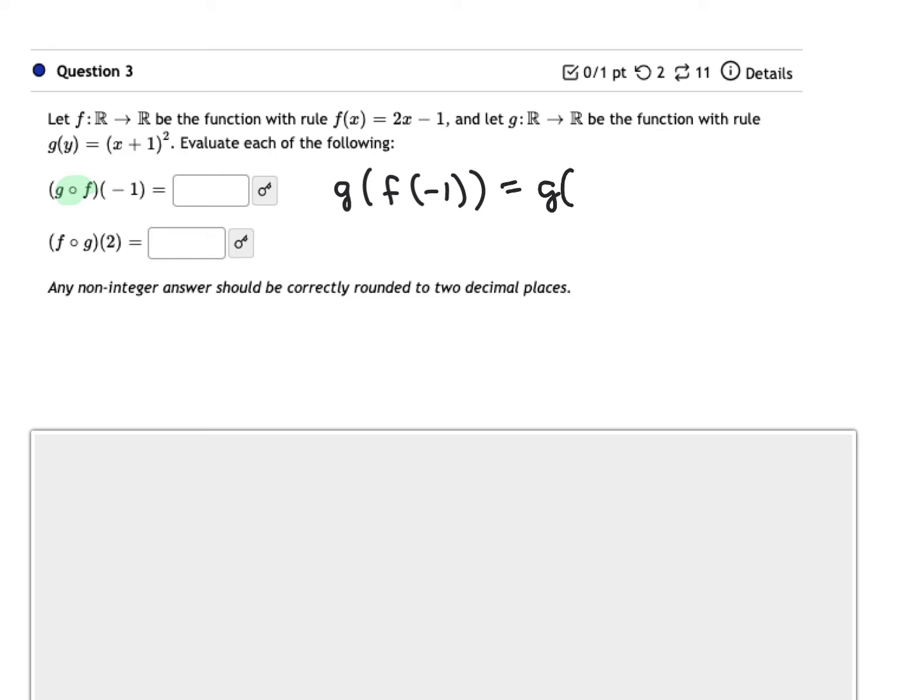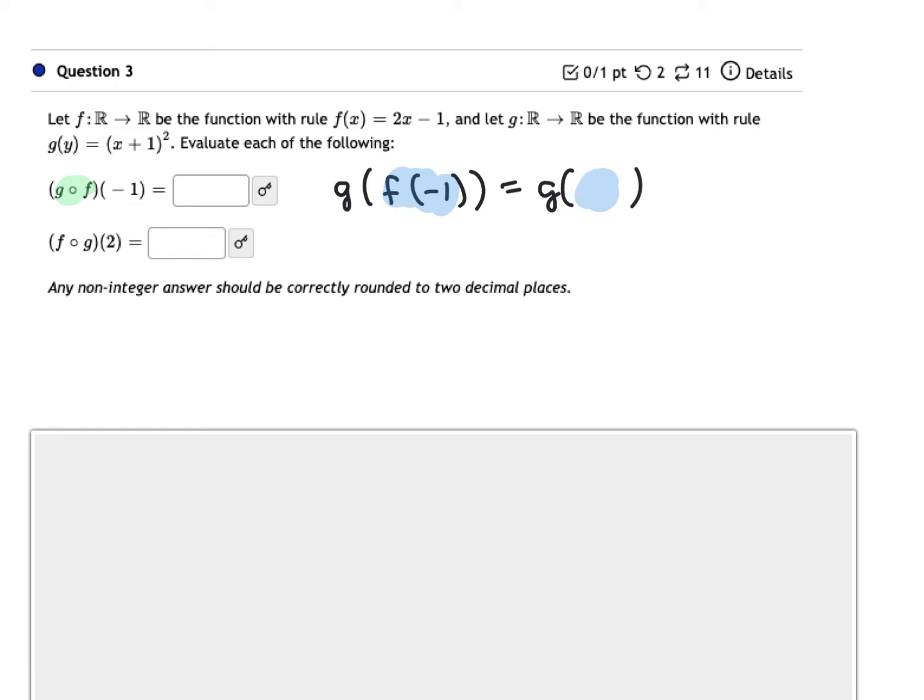That means we need to first work out what f of negative 1 is, and that'll go here. And this working inside the parentheses is consistent with what you always do when you're evaluating things in mathematics. We always work inside the parentheses first.